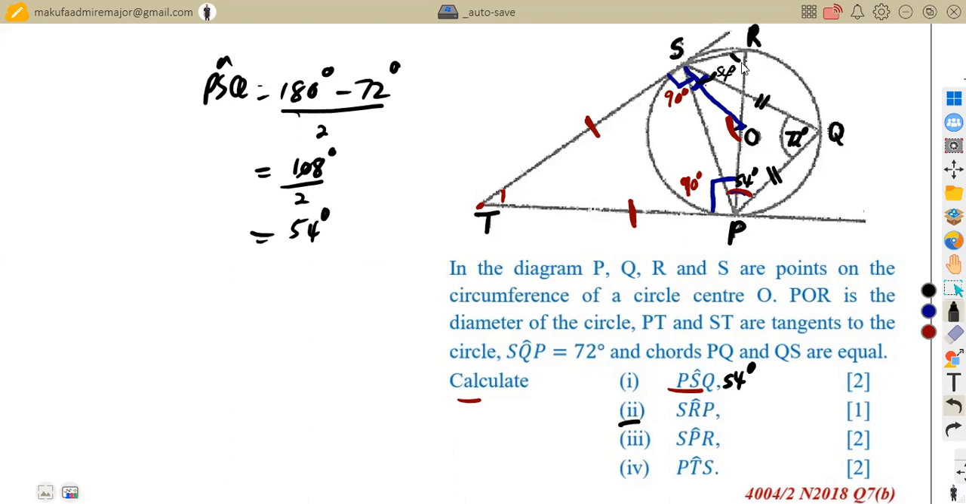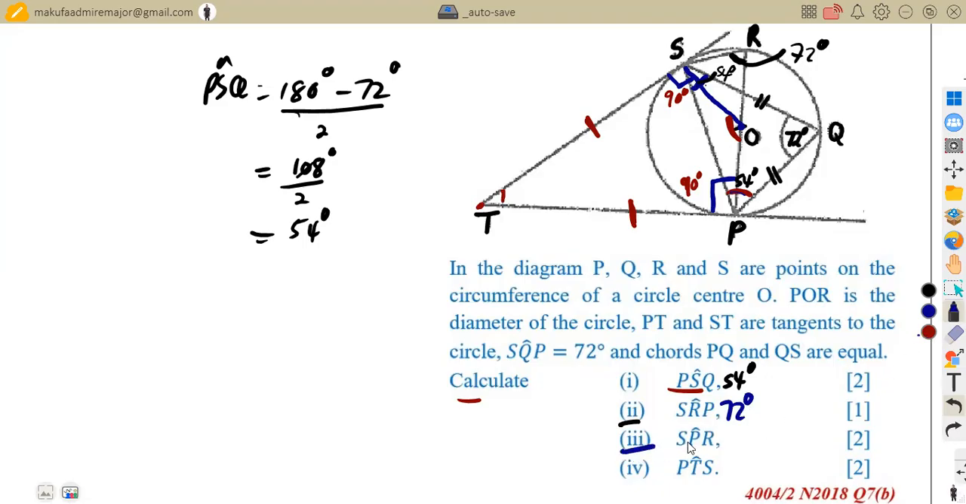SRP, this angle that is remaining here. All right, the chord SP is creating the angle at Q. The same SP here is creating angle at what? At S. So you understand that the same chord subtends equal angles at the circumference. So this angle is going to be 72 degrees at the circumference. So here we can simply subtract our angles. All right, so SRP, we take this as 72. All right, sorry for that.